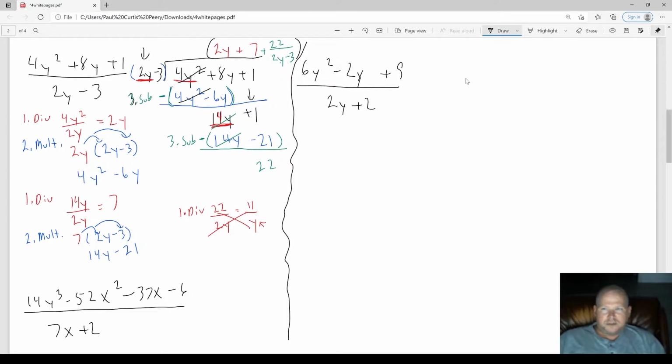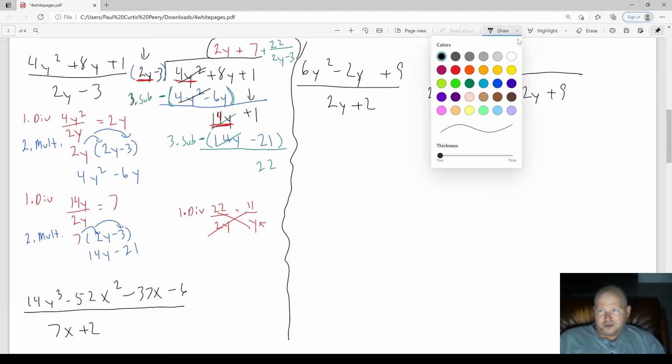Okay, so what we are going to do is long division on this. So we are going to do 6y squared minus 2y plus 9, and we are going to divide that by 2y plus 2. Now, I wrote out all the side work, the dividing, the multiplying. I even wrote out the subtraction. You normally don't write all that out. Normally you do these mentally, okay?